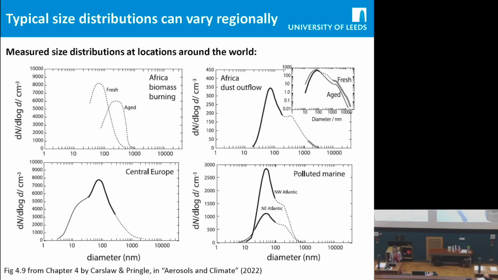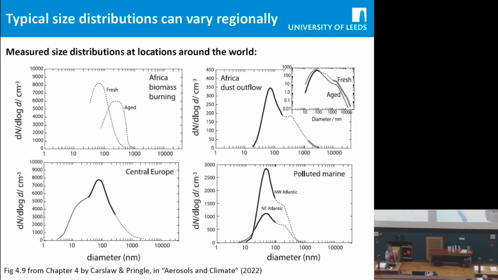When you see aerosol size distributions, they're often presented in this way, dN/dlogD. Here N is the particle number concentration, and D is the diameter. It's just a way of normalizing the concentration values so that the number concentration reflects the width of the bin that it's been measured in.